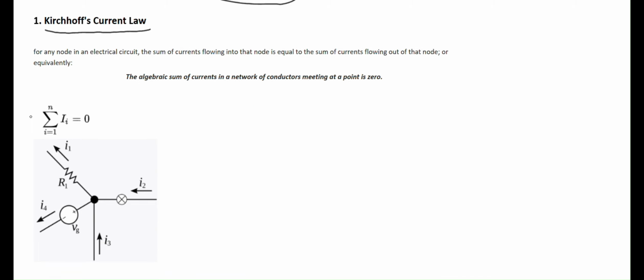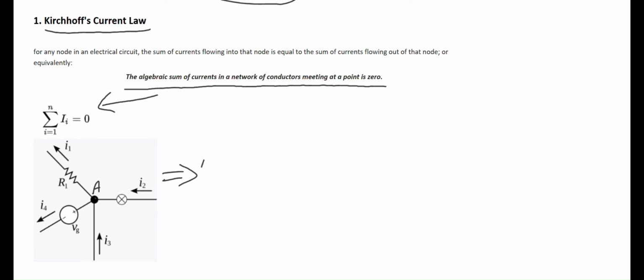In any node in a circuit, like here, the currents that are flowing into the node equal the currents that are flowing out of that node. So, in other words, the algebraic sum of currents in a network of conductors meeting at a point is 0. So you might want to just mathematically show it as the summation of currents in a node is 0.